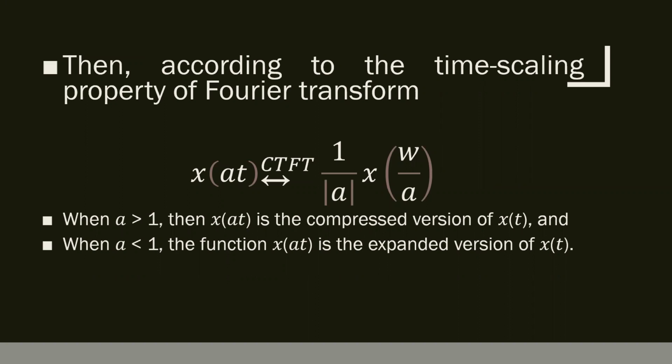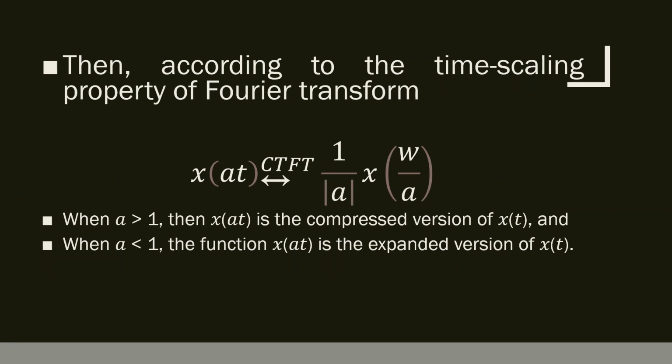Let the original signal be x of t and the changed signal be y of t. In time scaling, we multiply the time t with a number alpha, which is not equal to 0, and this results in the function x of alpha t that is equal to y of t. There are two cases to this. When mod alpha is greater than 1, then x of alpha t is a compressed version of x of t. And when mod alpha is less than 1, x of alpha t is an expanded version of x of t.